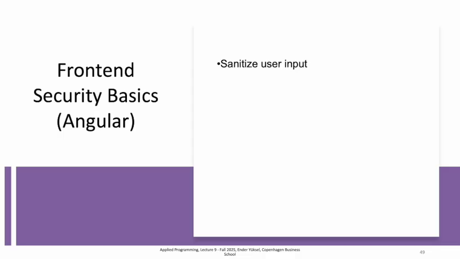To prevent this, Angular automatically sanitizes user input when you use its binding syntax. For example, if you display a variable using double braces, Angular escapes any potentially dangerous characters, so they are shown as plain text instead of being interpreted as HTML. However, if you use innerHTML to insert content into the DOM, you bypass Angular's protections. This is dangerous because it allows raw HTML to be rendered, which could include malicious scripts.